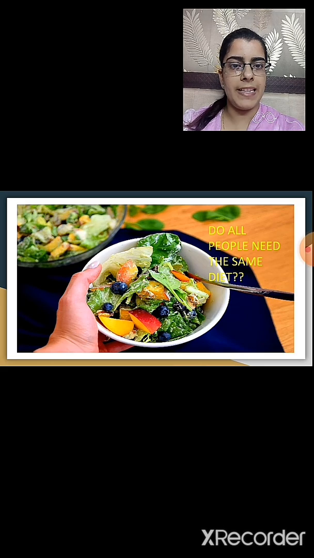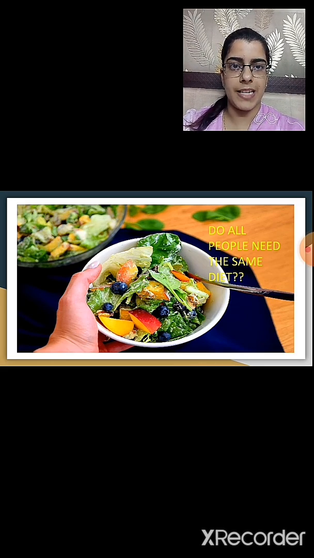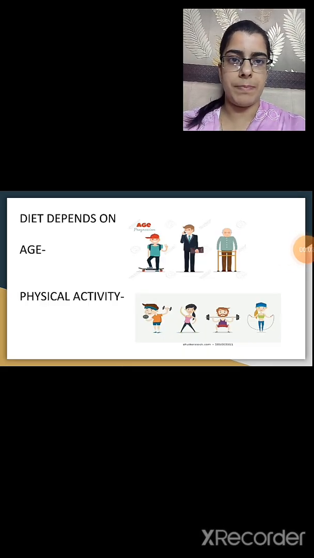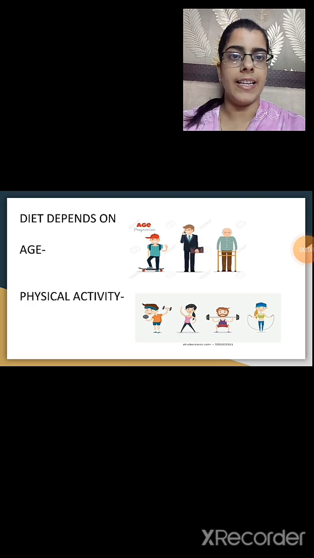Do all the people need the same diet? What do you think? Do all the people need the same diet? No. The diet depends on the age of the person and the physical activity that he or she carries out.